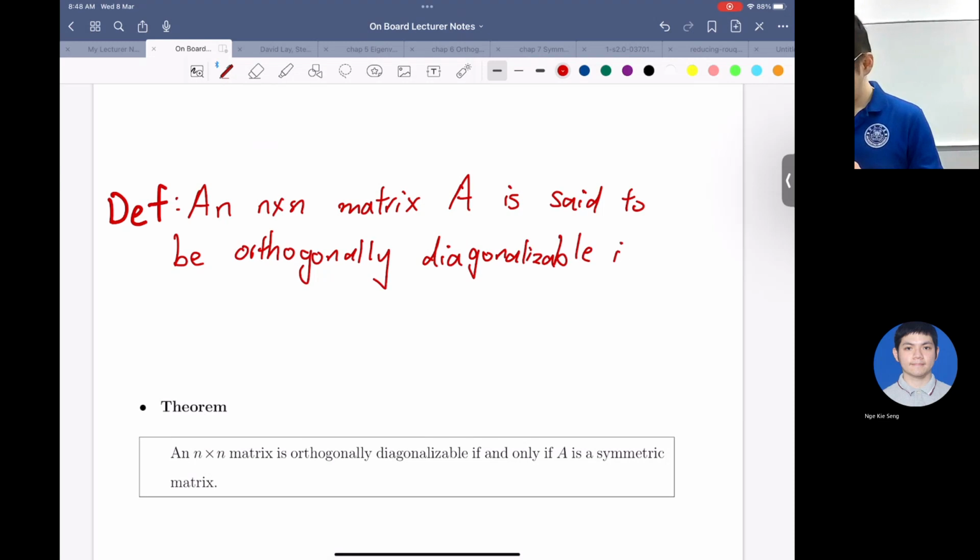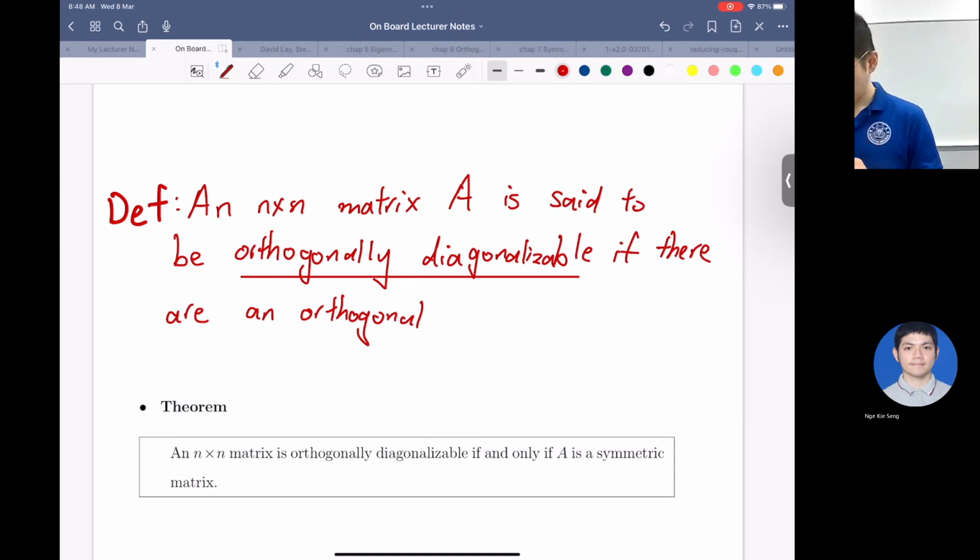That is, if there exists an orthogonal matrix P such that P inverse equals P transpose. Okay, this is the definition.